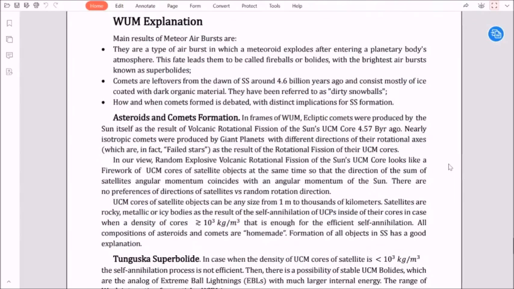Satellites are rocky, metallic, or icy bodies as the result of the self-annihilation of UC particles inside of their cores, which occurs when the density of cores is more than 1,000 kilograms per cubic meter. That is enough for the efficient self-annihilation. All compositions of asteroids and comets are explained. Formation of all objects in the solar system has a good explanation.